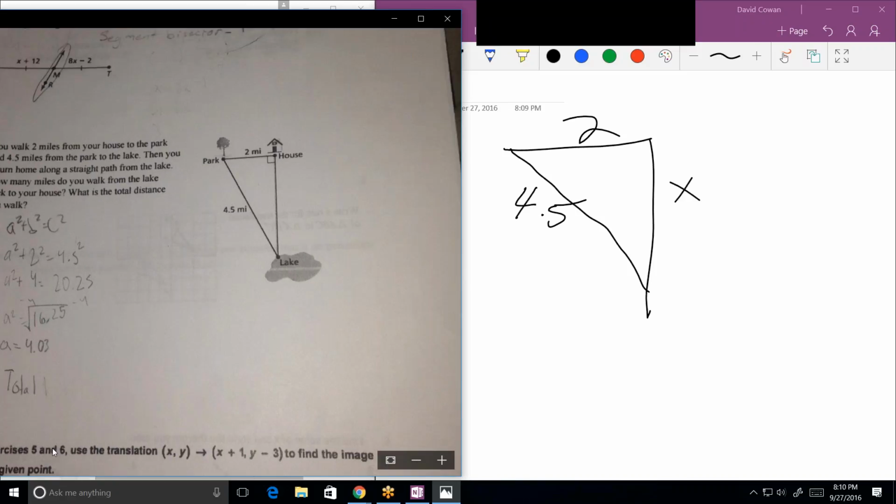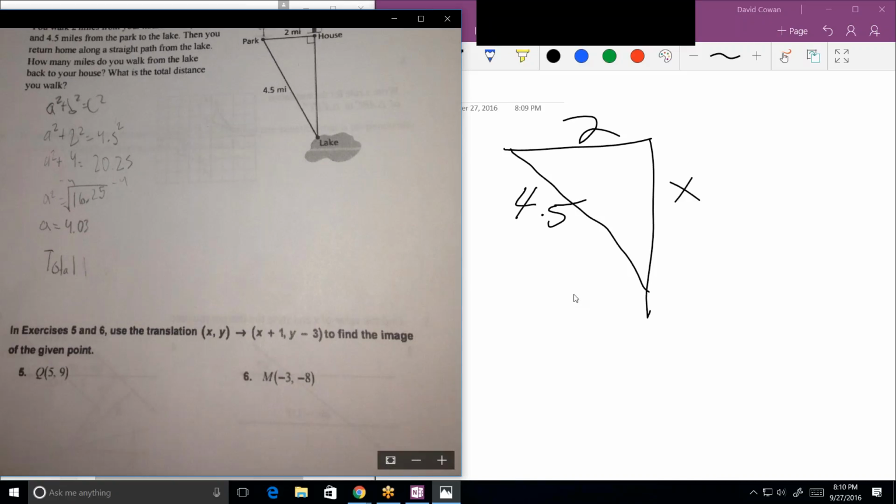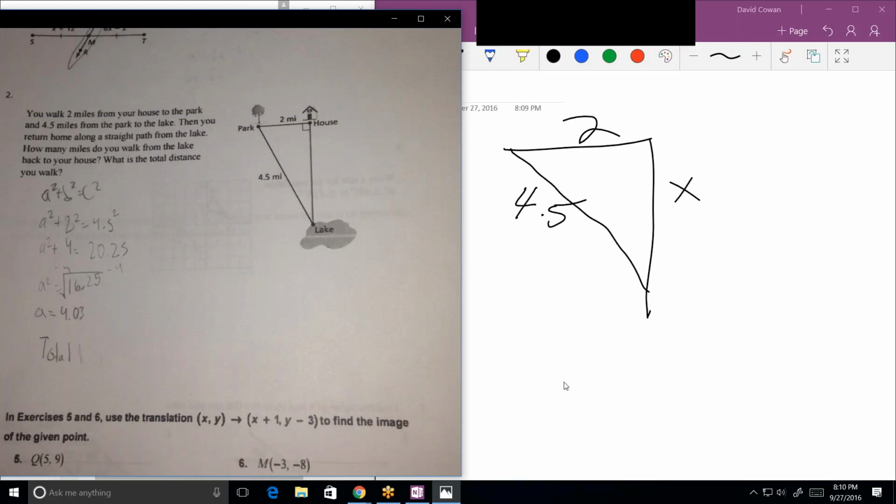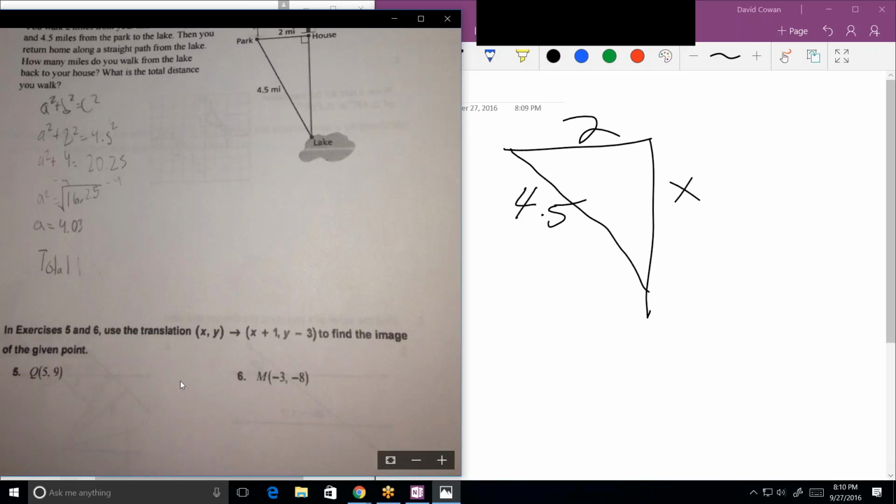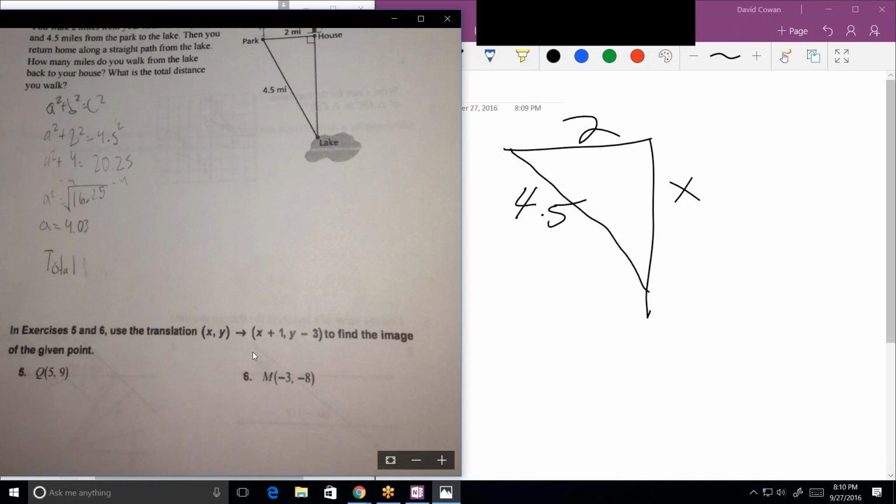I don't see a 3. Am I missing a 3 and a 4? His numbers are all kind of spread out. So what do we want to do next? Number 5. Okay. These are relatively pretty easy.